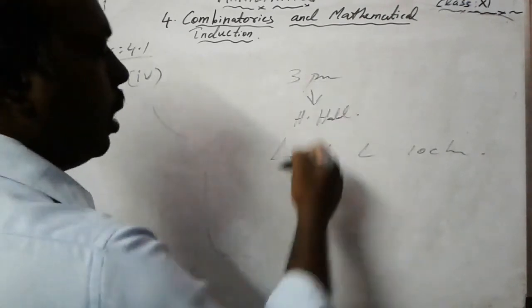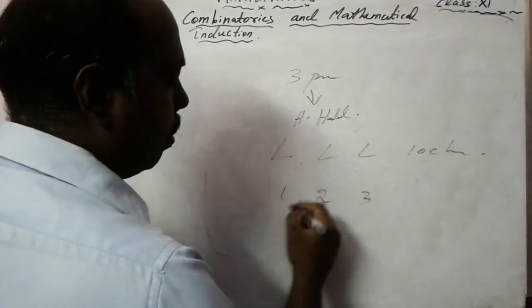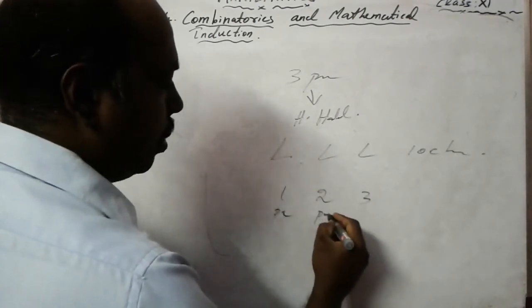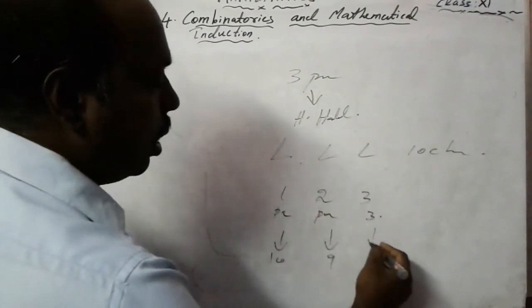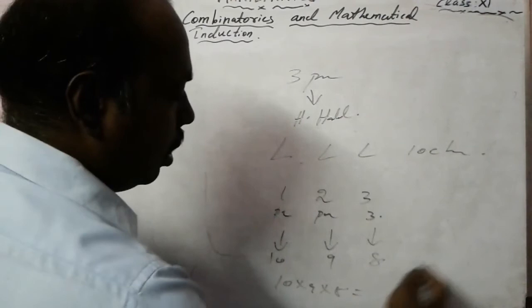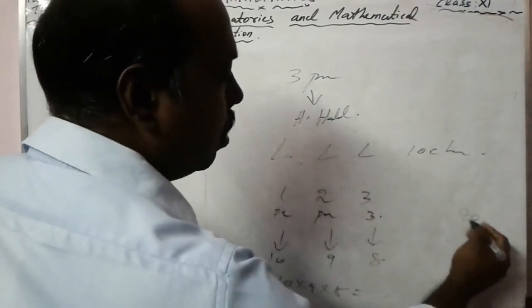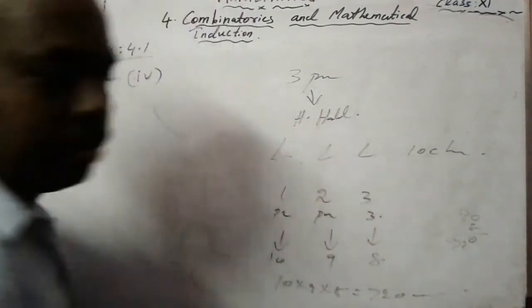So first person, second person, third person. So 10 ways here, 9 ways here, 8 ways here. So 10 into 9 into 8, that is equal to 90 into 8, 9 8s are 72. So 720 ways. Am I right?